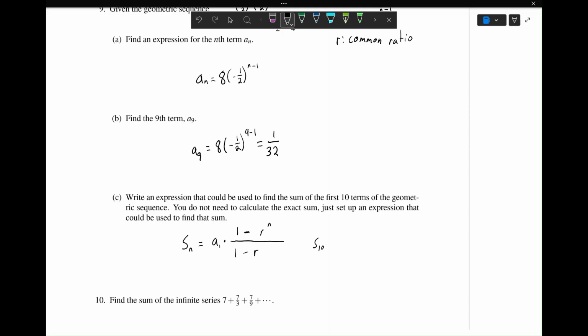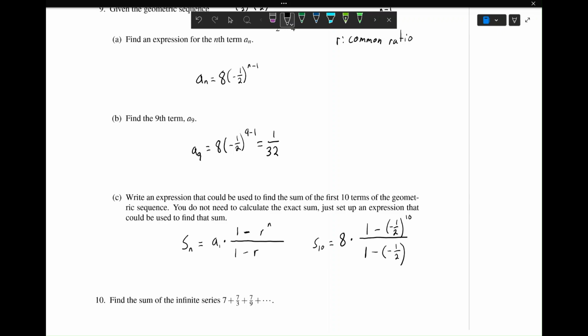So the sum of 10 terms is going to be my first term, 8, times the fraction, 1 minus negative 1/2 to the 10th. Now, I've seen people try to pull that negative out. In this case, the negative would go away after it being taken to the 10th power. So generally, I recommend just leave it like this. Just remember that all of r needs to be in parentheses. All of my ratio needs to be in parentheses to show that it's r to the 10th power. And that is a sufficient answer.